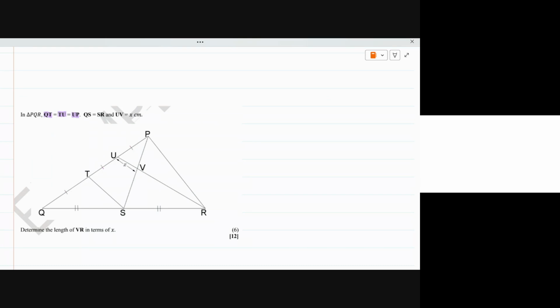We're also given that QS is equal to SR and UV is equal to X centimeters. Let's see what we can do with this. It says, determine the length of VR in terms of X. So they want us to determine the length of that part there in terms of X. What we do know is that there are a couple of things here that really help us. First thing I'm going to do is map out a triangle that will allow me to use the midpoint theorem.